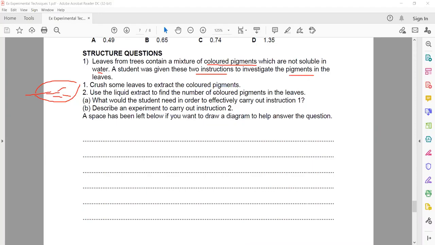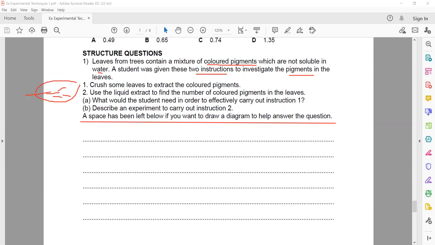Number one, crush some leaves to extract the colored pigment. So first he should crush the leaf to take out the color pigment, and then use the liquid extract to find the number of colored pigments. What would the student need in order to effectively carry out instruction 1? How can the student crush the leaves and extract the pigment? If you want to crush the leaf, which lab apparatus can we use to crush substances? We use mortar and pestle.